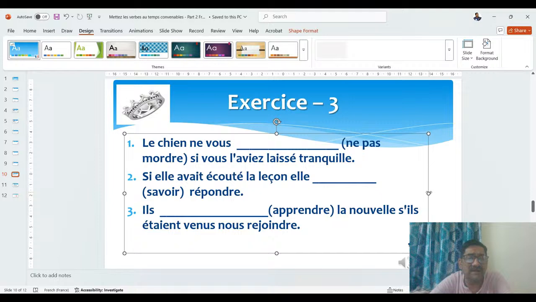So the first verb should be auriez. Okay, wherever there is aviez, there should be auriez. That's all. Wherever there is aviez, it can be étiez, seriez for future of être plus conditional. Okay. So it will be le chien ne vous ne pas is given. So ne auriez pas mordu. Okay, that should be the answer.